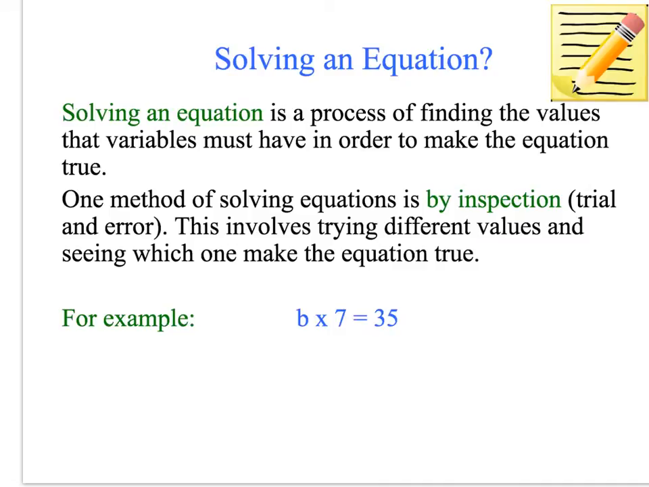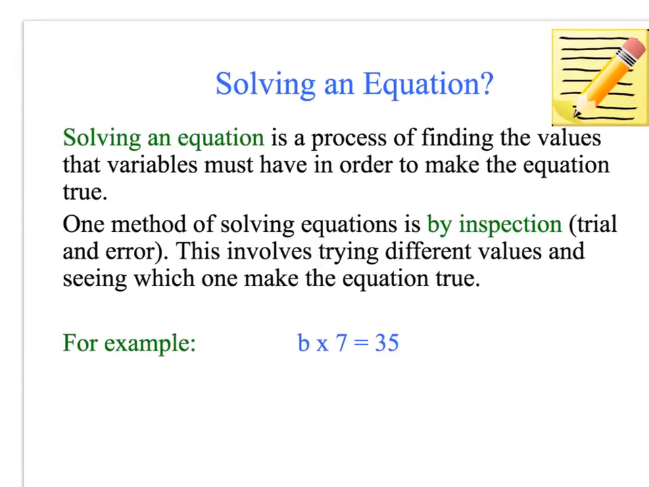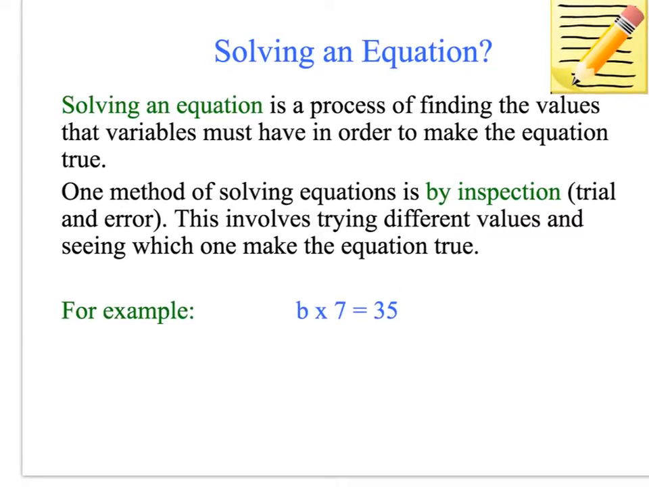So we just have a look at this one. B times 7 equals 35. If you know your multiplication tables, then you know that 5 times 7 is 35. Therefore B equals 5 because 7 5s are 35. So we can check this by putting the value into the equation. So 5 times 7 equals 35. Now, is that true? Yes, it is. So we know that we are right.